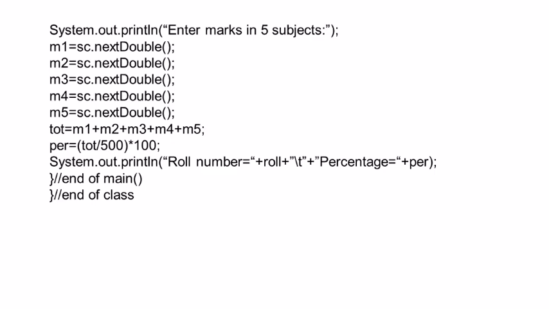Then we are calculating the total of the 5 marks. We are calculating the percentage as total upon 500 into 100 and we are printing the roll number along with the percentage. End of main and end of the class. This is how we calculate the percentage and roll number using the Scanner class.